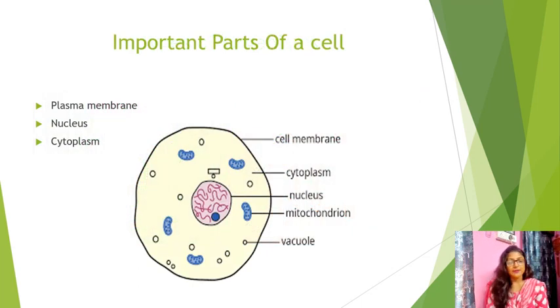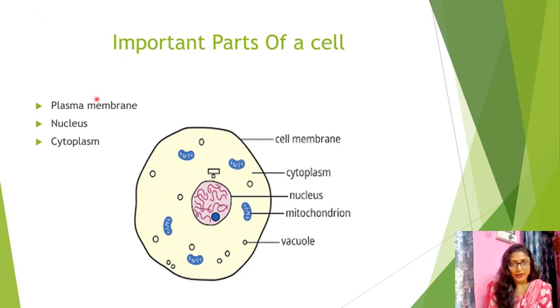Important parts of a cell. In a cell, we can say that it has three important parts. First, the plasma membrane. Second, the nucleus. Third, the cytoplasm. The plasma membrane is the outer part of the cell. The nucleus is the dense part of the cell. The cytoplasm is the semi-liquid part.